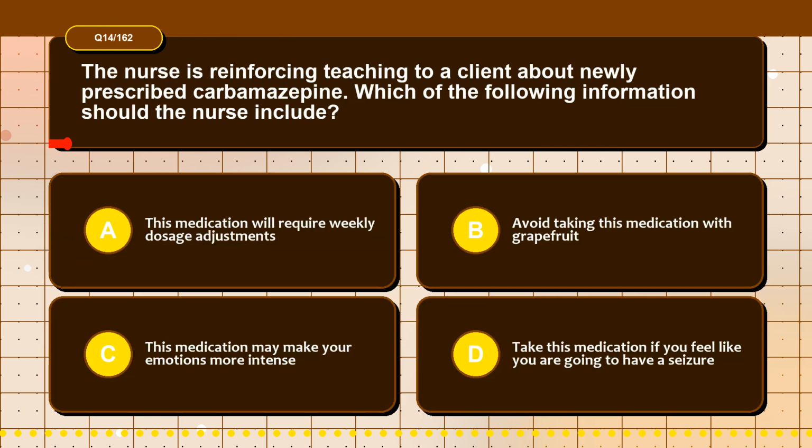Question 14. The nurse is reinforcing teaching to a client about newly prescribed carbamazepine. Which of the following information should the nurse include? Here are the options. Option A, this medication will require weekly dosage adjustments. Option B, avoid taking this medication with grapefruit. Option C, this medication may make your emotions more intense. Option D, take this medication if you feel like you are going to have a seizure.